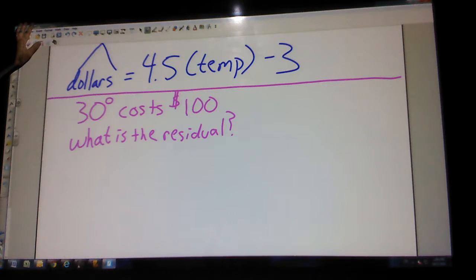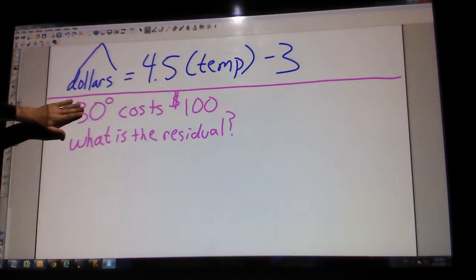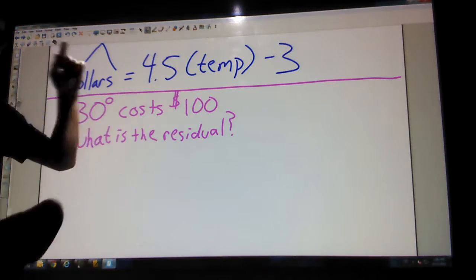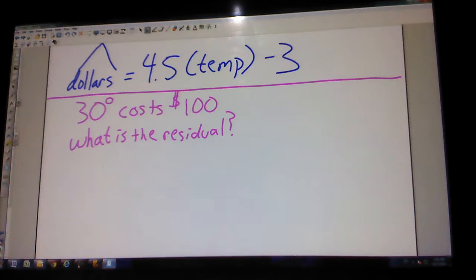What is the residual? So they have to give me something. This is called the observed. Sometimes it's in a table, sometimes it's in a paragraph, but they give me this. This is what actually happened. This is what we observed. I got a bill in the mail and it was $100. How far away from our prediction was that?